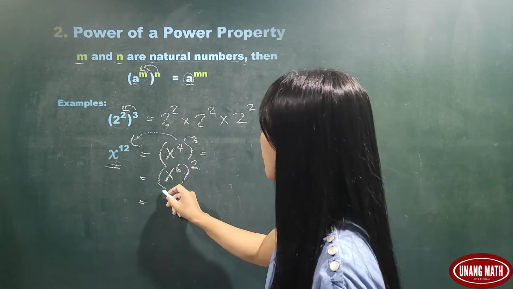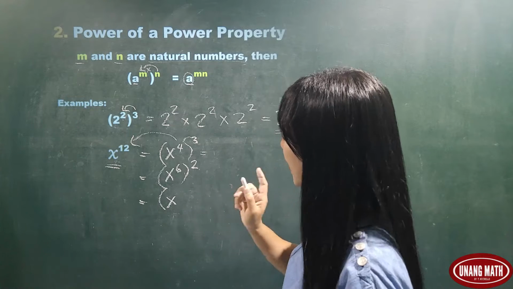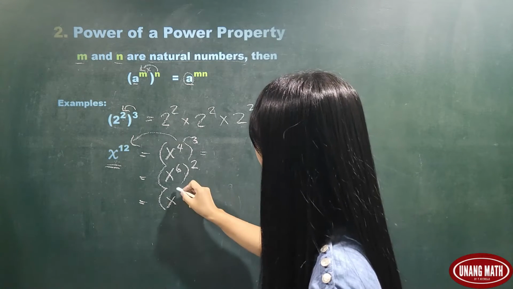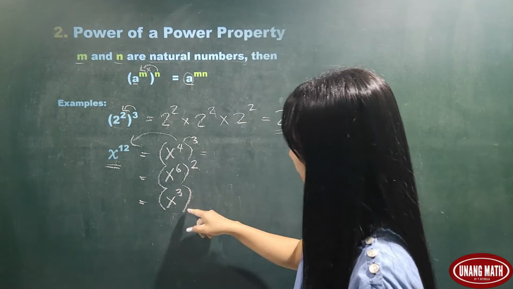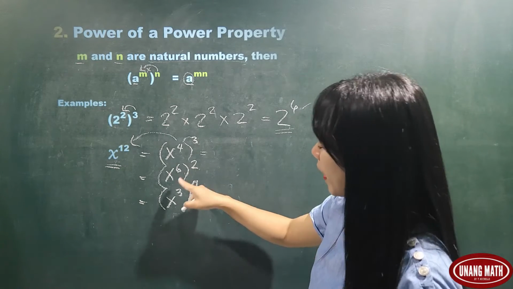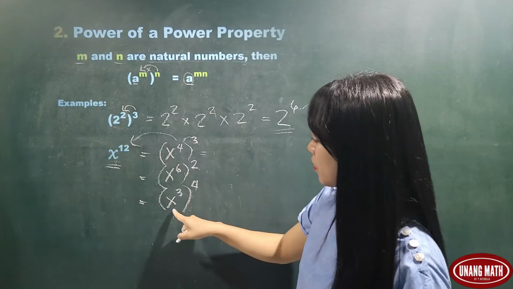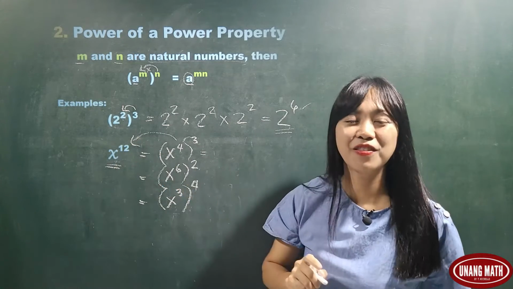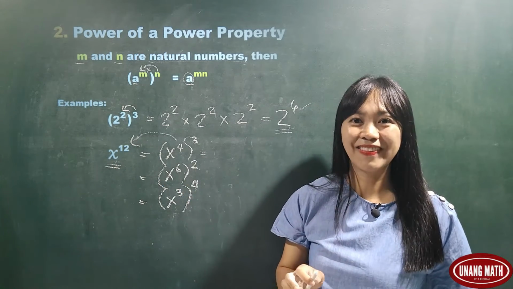Okay, we can also write it this way. X raised to the power of 3 inside the parenthesis and raised to the power of 4. So 4 times 3, 12. So this is also equal to x raised to the power of 12.